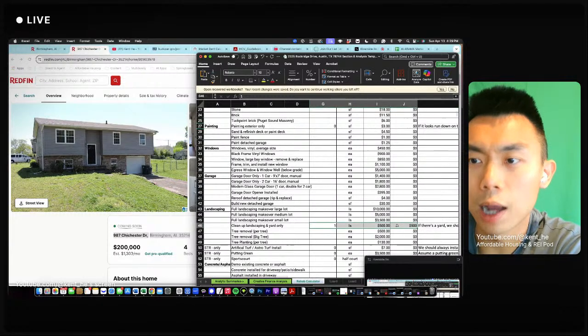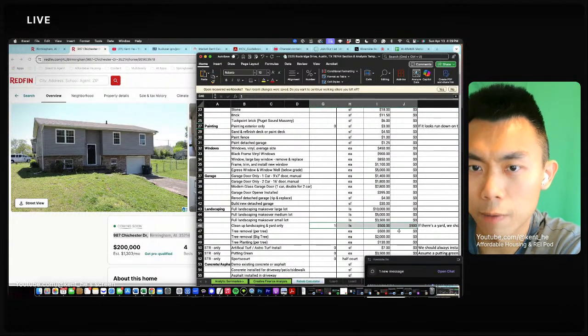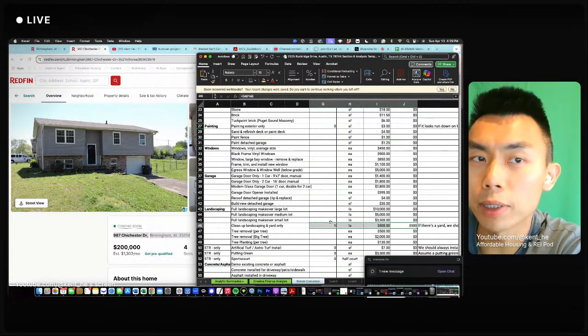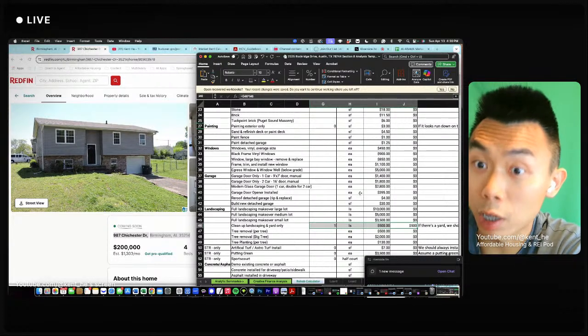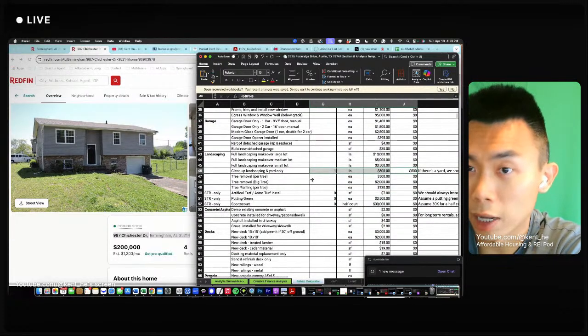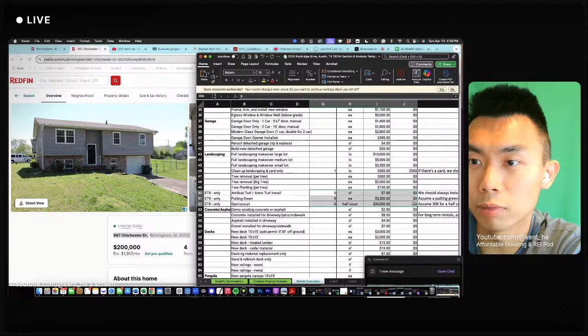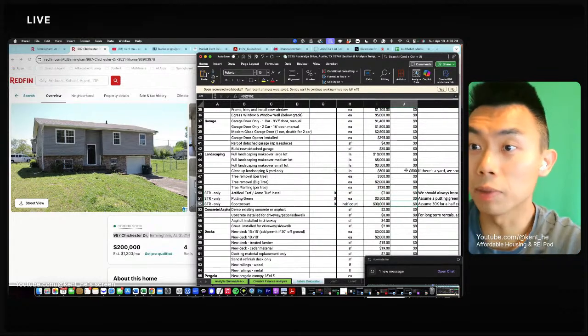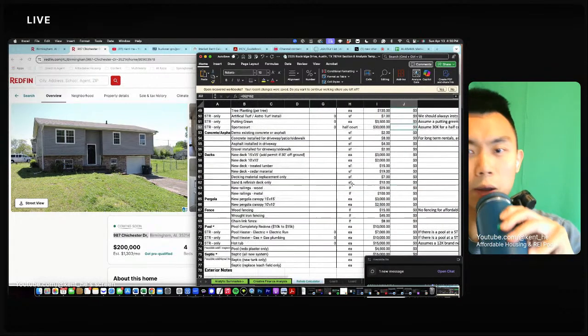Next up, I've got $500 for landscaping. Here's what's going to happen: you have to keep the property tidy until you get it rent ready, otherwise you get code violations. So you can't assume landscaping expenses are zero. Someone's got to do it, so better you put it aside now.